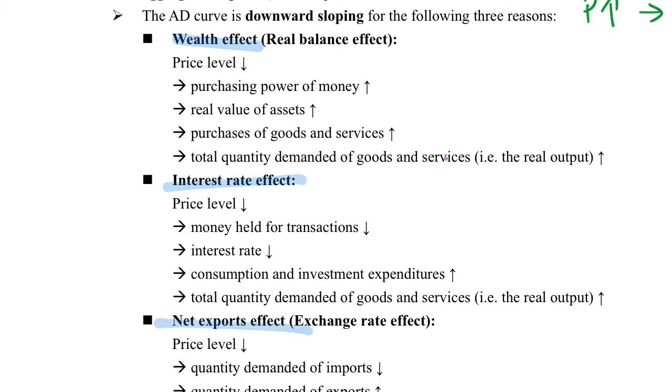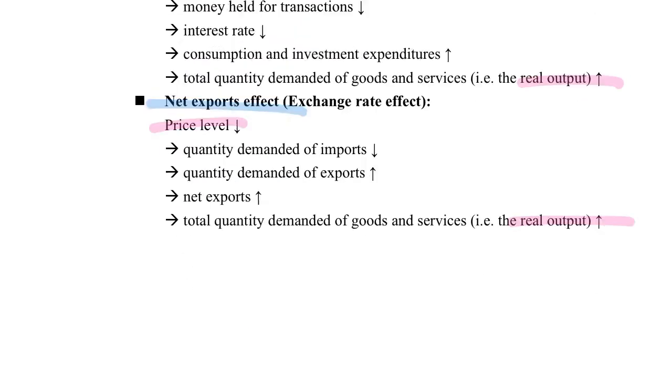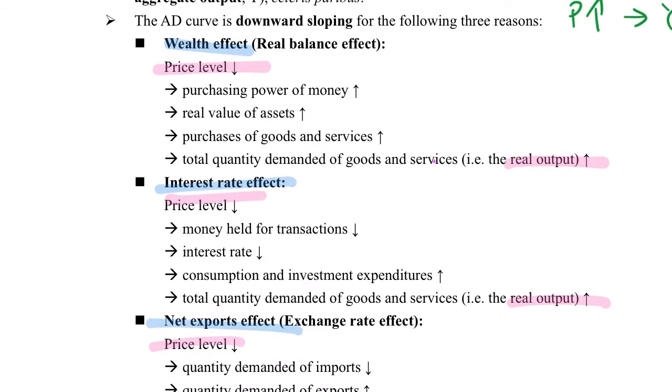But it's very easy, because every time we try to explain, remember we have to go from the starting point to the ending point. The starting point is always the change of the price level, and the ending point should be the real output change, or real GDP change. So you can see that all of these are the same. The only difference is the logic in between.